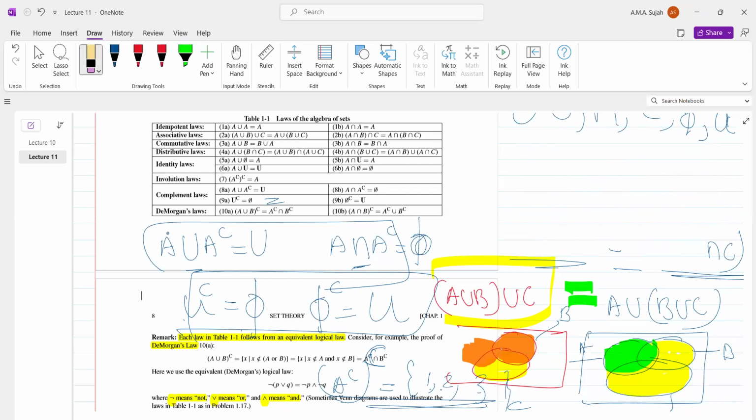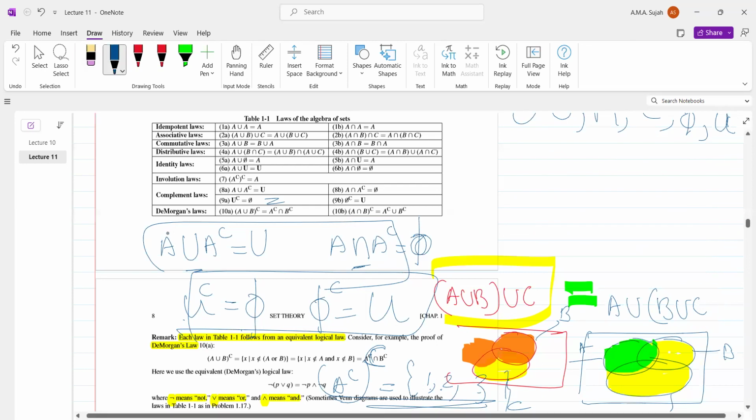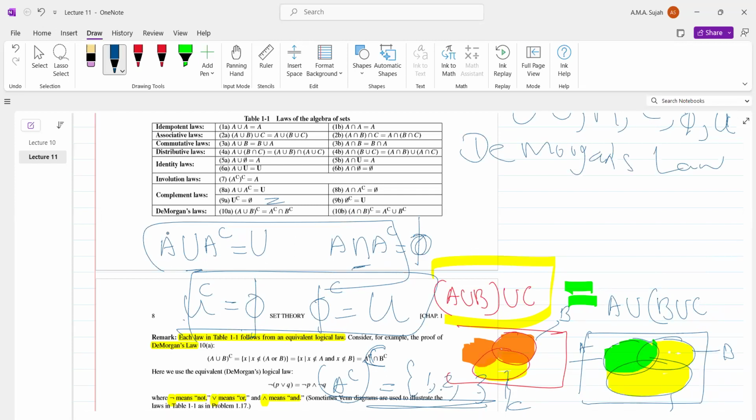The last one, De Morgan's law. I think you already learned this law in your O levels. So just remember De Morgan's law. Sometimes you need to apply it while you are doing calculations or answering questions. De Morgan's law says: the complement of A union B is equal to A complement intersection B complement. Similarly, the complement of A intersection B is equal to A complement union B complement.